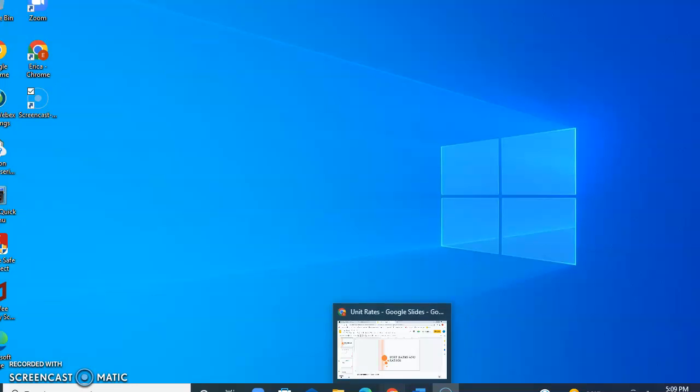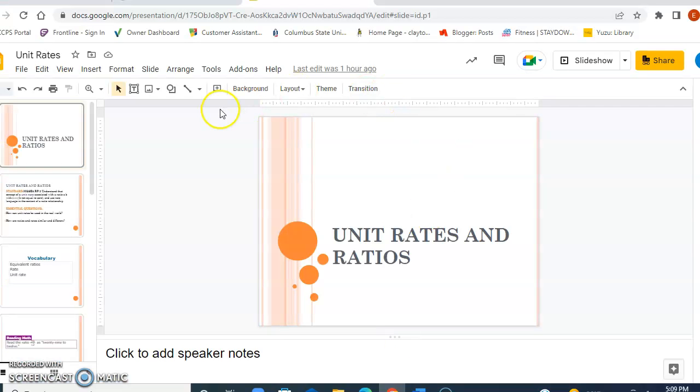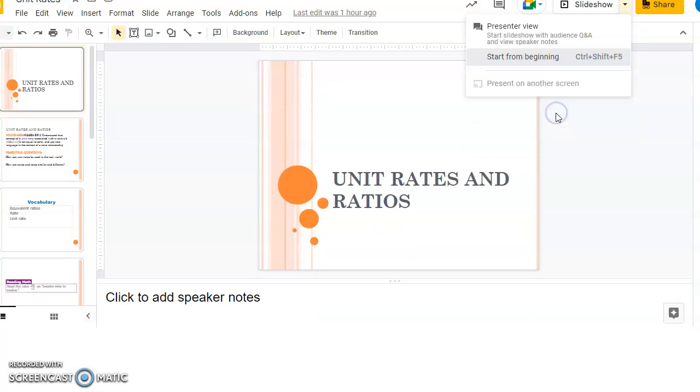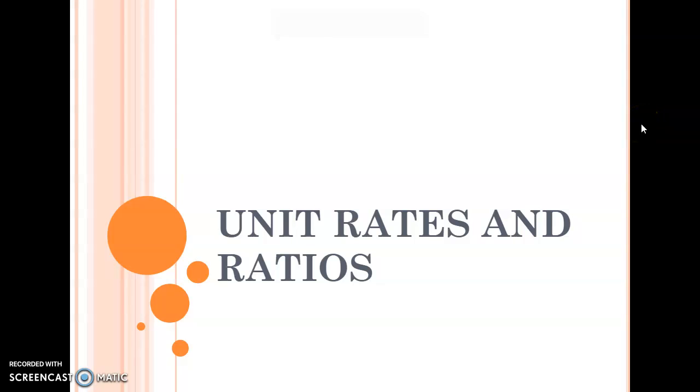Good afternoon, class. Today we are going to be talking about unit rate and ratios to solve unit price. So first I want to give you all some background information.